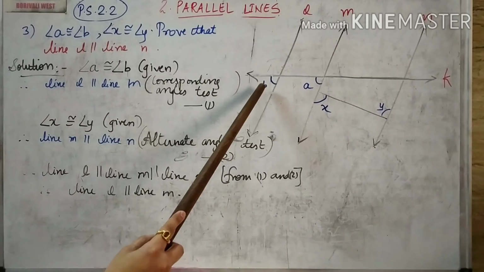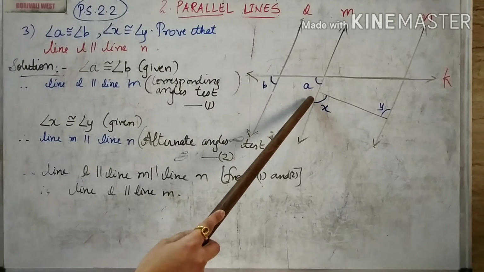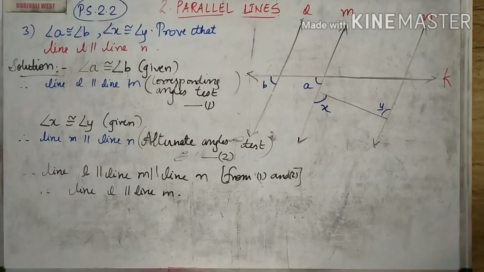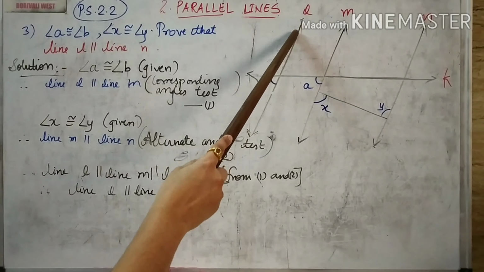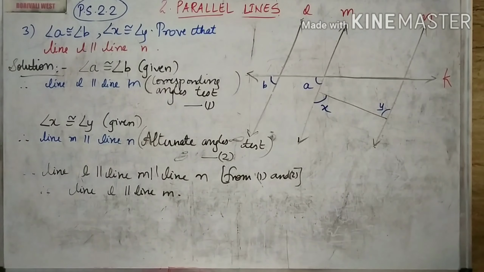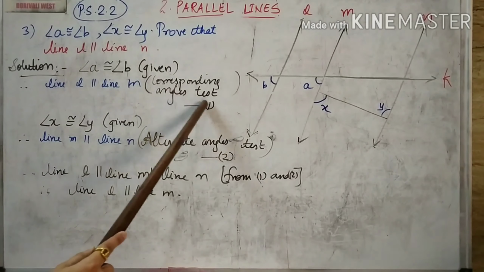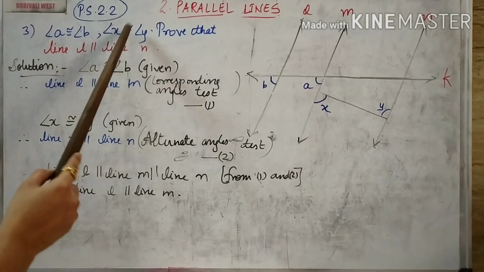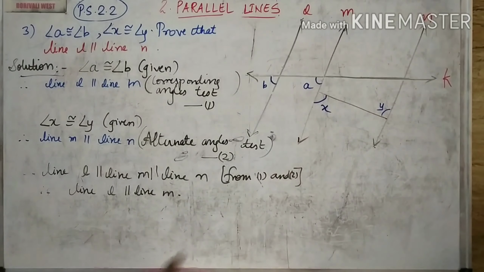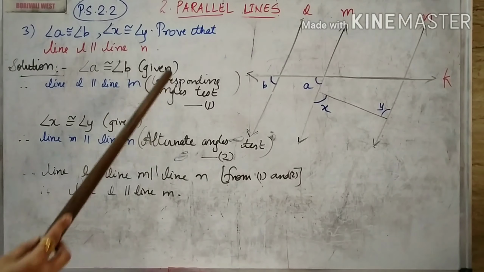Now I observe here. What are angle A and B, children? They are the corresponding angles. So can I say that because of these corresponding angles which are congruent, L is going to be parallel to M? Yes. So L is going to be parallel to M. The reason will be corresponding angles test. Now the second pair which is given congruent is angle X and angle Y. Therefore I will say that angle X is congruent to angle Y, which is given to us.